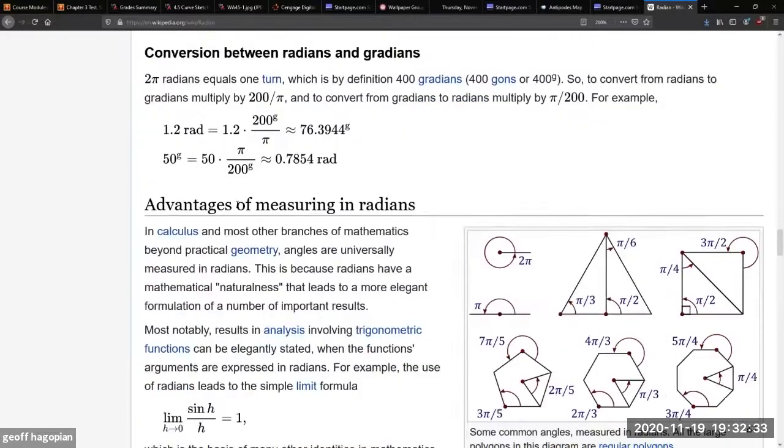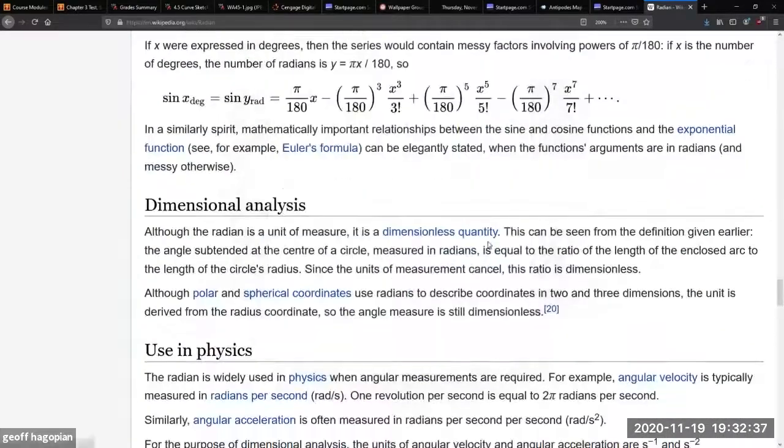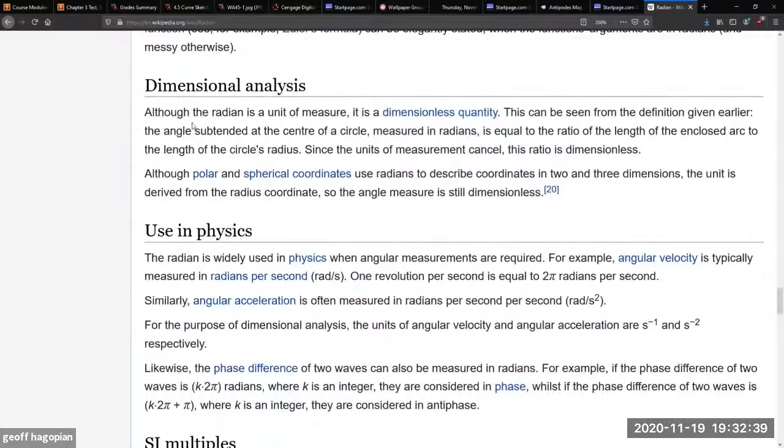If you want to convert the other way, you multiply by the reciprocal of that, right? Okay, so dimensional, although the radian is a unit of measure, it is dimensionless in quantity, right? So to call it a length is just wrong, because a length is not dimensionless. This can be seen from the definition given earlier. Okay, and so on. All right, I'm not going to belabor it.